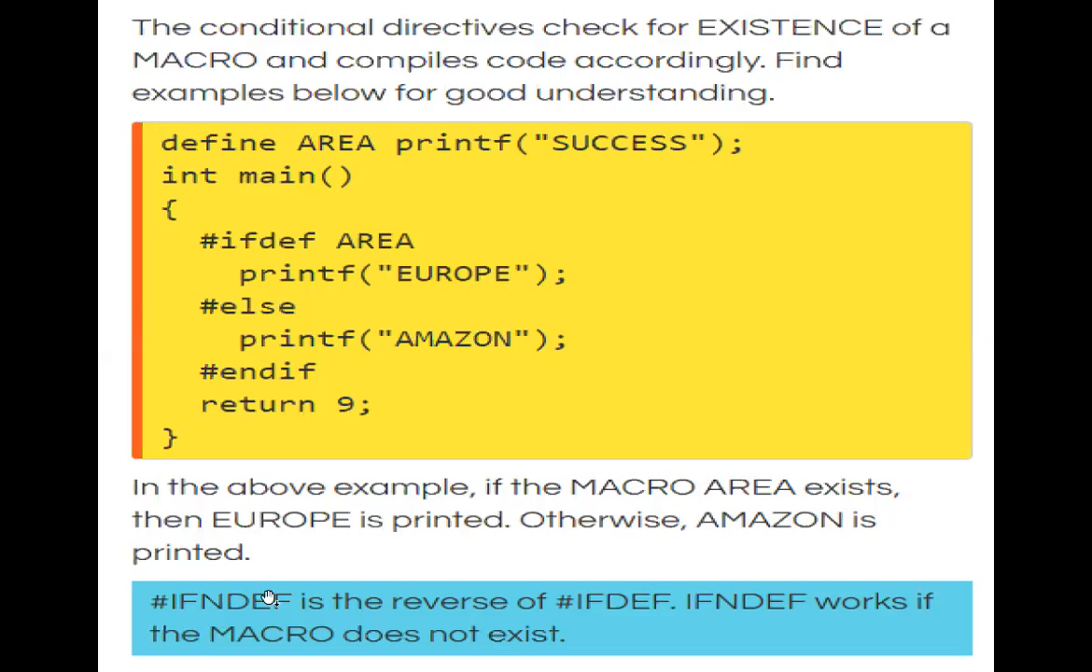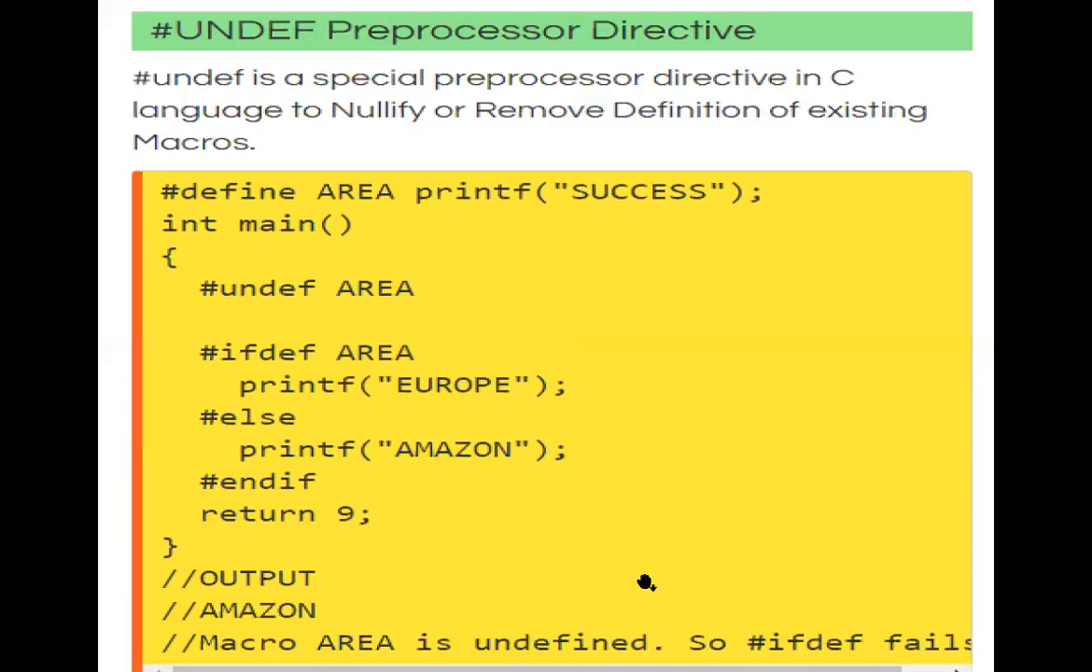There is another directive, #ifndef, which is the opposite of #ifdef. #ifndef is the reverse of #ifdef, that is, if not defined. You can write it in the reverse way: #ifndef AREA, printf Amazon, else printf Europe. So #ifndef is the reverse of this particular #ifdef. So these are the three things you have.